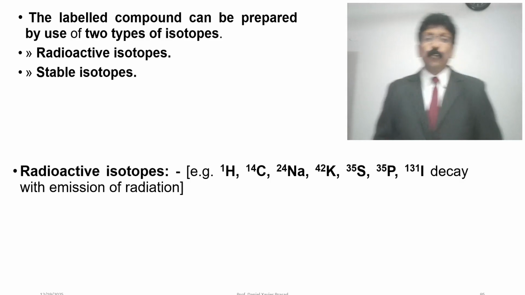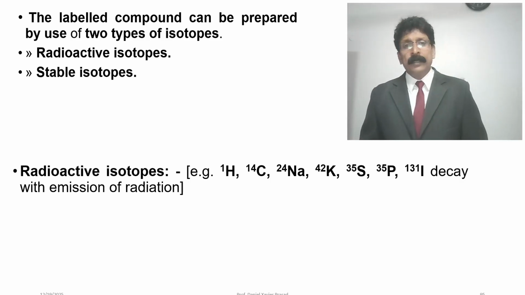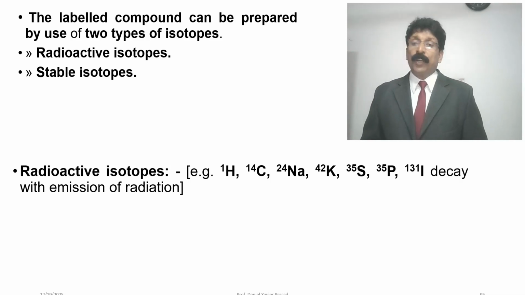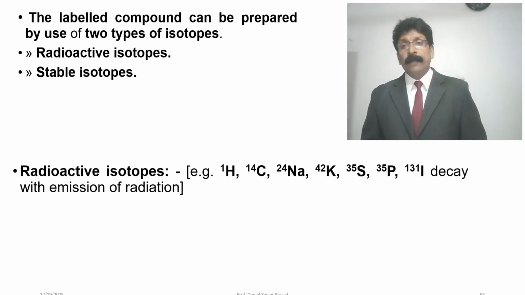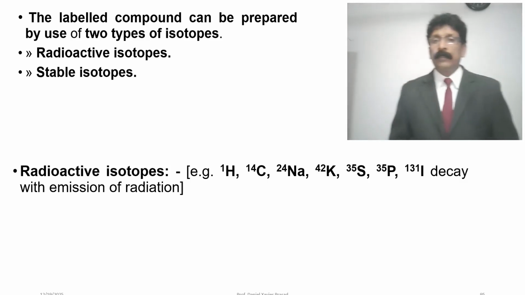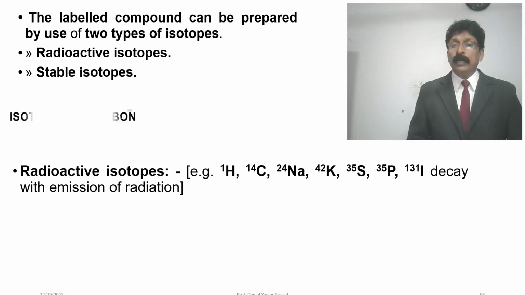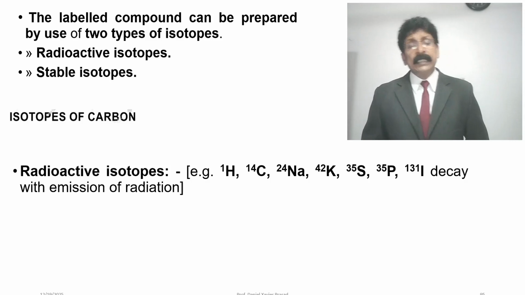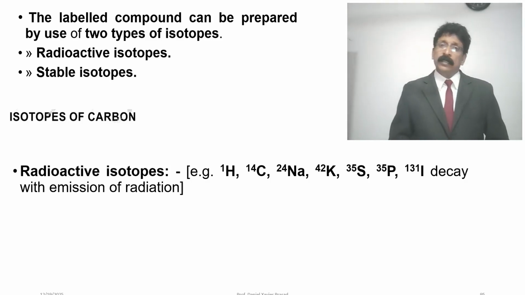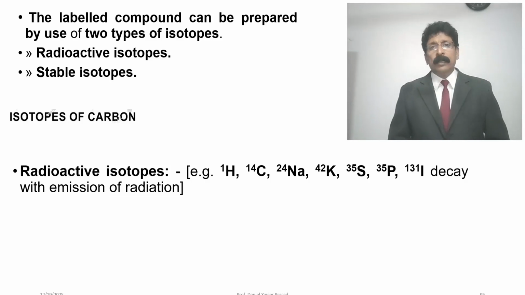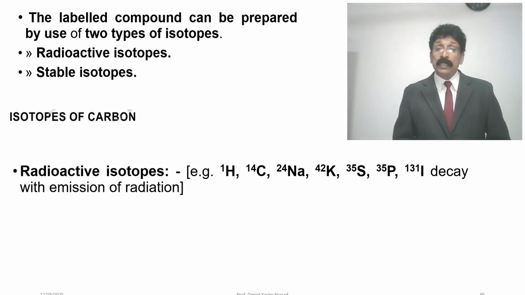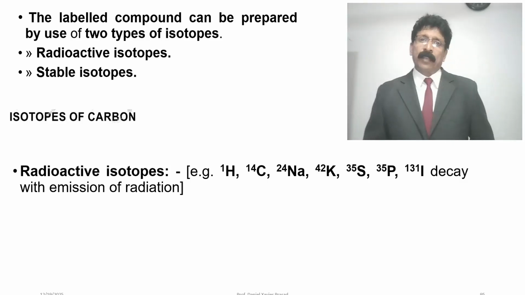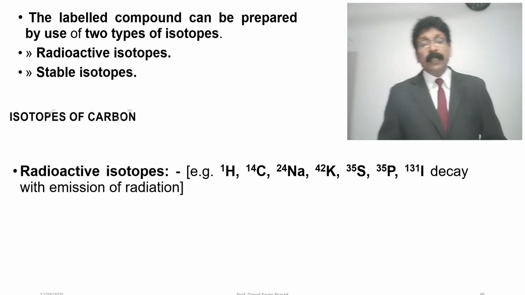Radioactive isotopes are H1, carbon 14, sodium 24, potassium 42, sulfur 35, phosphorus 35, iodine 131, with delay in emission of radiation. They have fluorescence and emission. You know radioactive isotopes can emit radiations. The radiations of beta or gamma rays can be identified by various instruments.